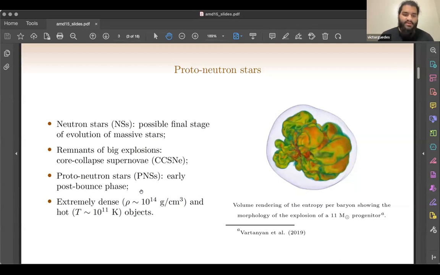And just like neutron stars, these objects are extremely dense, but they are also very hot, which means that their equation of state is not a simple pressure-density relation, just like in the case of a cold neutron star. We could also have entropy and composition gradients that could affect the macro properties of these objects.